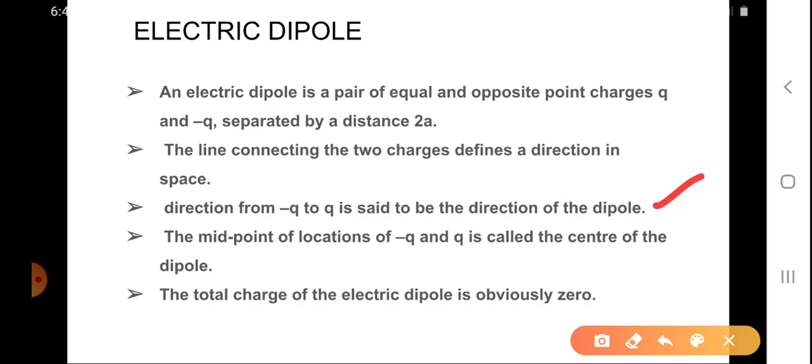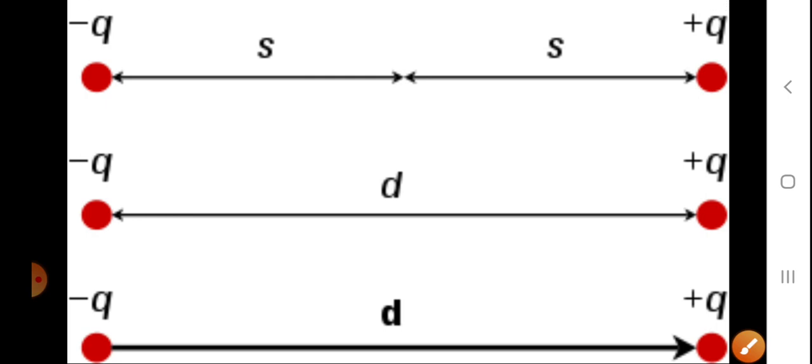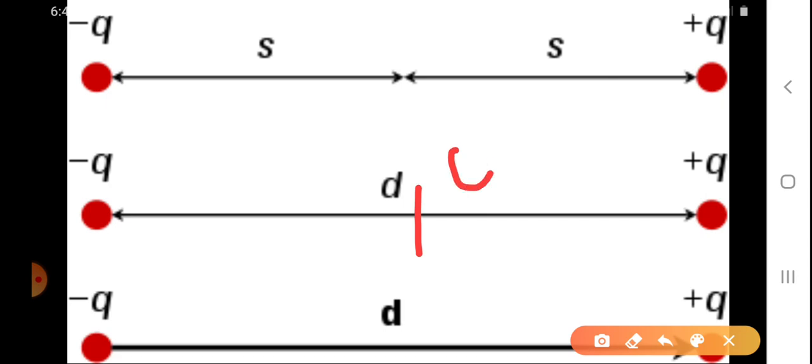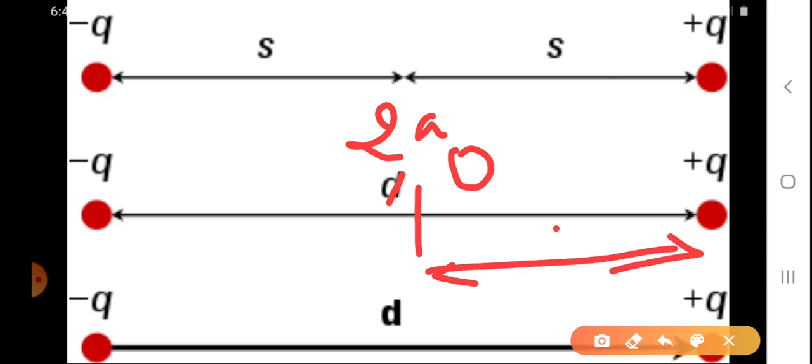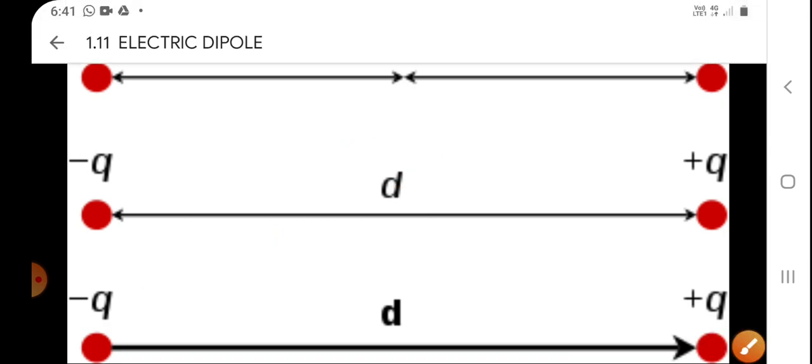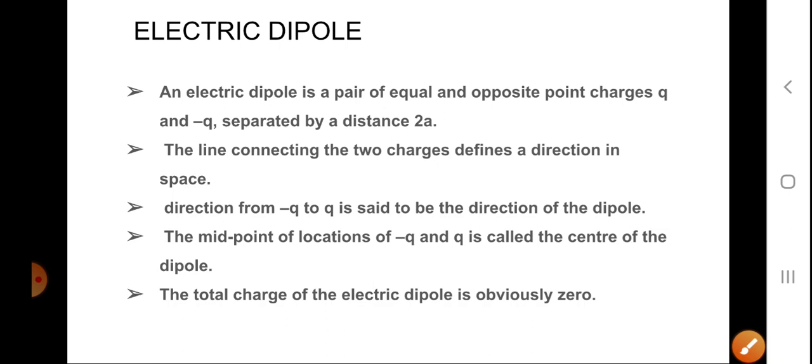The midpoint is normally called O, or the center of the dipole. If we consider this distance as 2a and this is the middle part, then this distance is a, and this distance is also a. 2a is the distance between them. Again I am saying the direction is minus q to plus q.